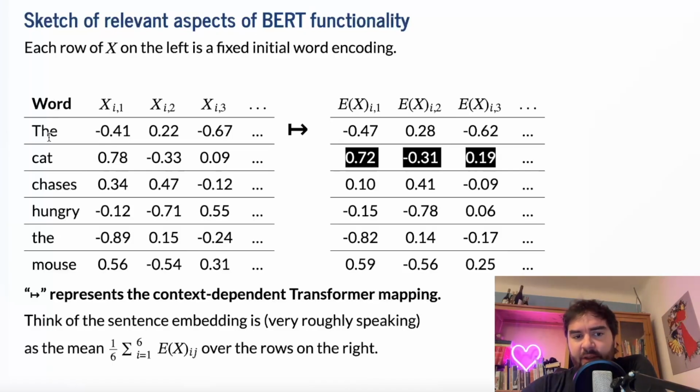Like the word I write down as the first column here. My sentence is: the cat chases hungry the mouse. Some random sentence.